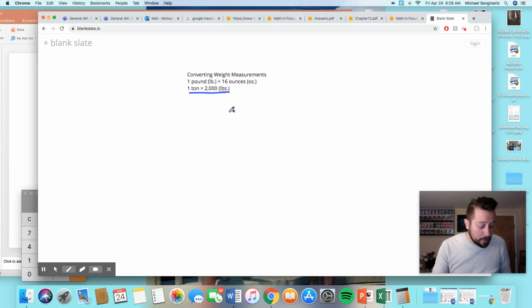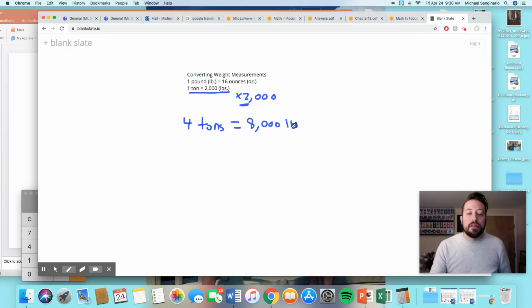So, for example, if I had, say, 4 tons, right? So if I had 4 tons, okay, that would equal, so I do 4. Now remember, if I'm multiplying by 2,000, I don't really have to multiply by 2,000. I can just multiply by 2 and then add the zeros after. So 4 times 2 I know is 8, and then what follows that is 3 zeros. So it would be 8,000 pounds, okay?